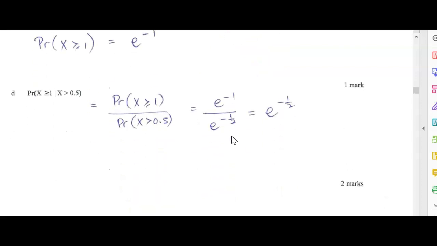And then D, we've got a conditional probability. So x is greater than or equal to 1, given that x is greater than 0.5. So you're given those, or you calculated those two previously, and you just need to do that. Remember, you do have your calculator on you. So if you're expected to show working out, you can use the calculator to aid your steps. So let's say you had e to the negative 1 over e to the negative a half, and you're like, oh my God, how do I even do that? Just do it on your calculator and then write the answer.